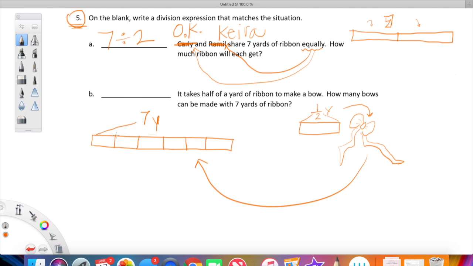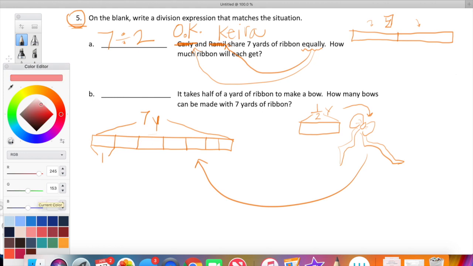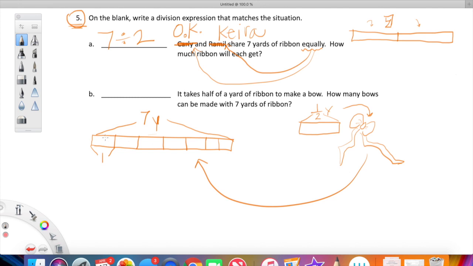Okay, so we have 7 yards here. 1, 2, 3, 4, 5. No, that is not 7. Now it is. So 7 yards, as everyone knows, is made up of 1, 2, 3, 4, 5, 6, 7 individual units. I need to figure out how many halves live inside of 7. Ultimately, we are cutting each of our single units in half. Watch me go. It's happening. That makes perfect sense because I need 1/2 of a yard to make a bow. So I need 1 of these to make a bow.